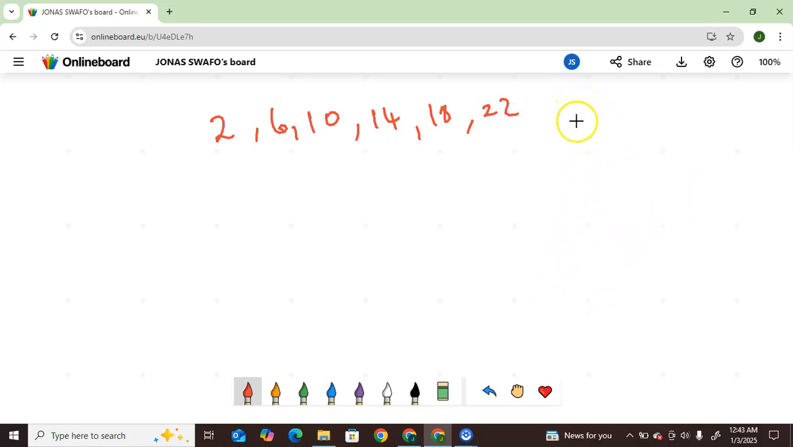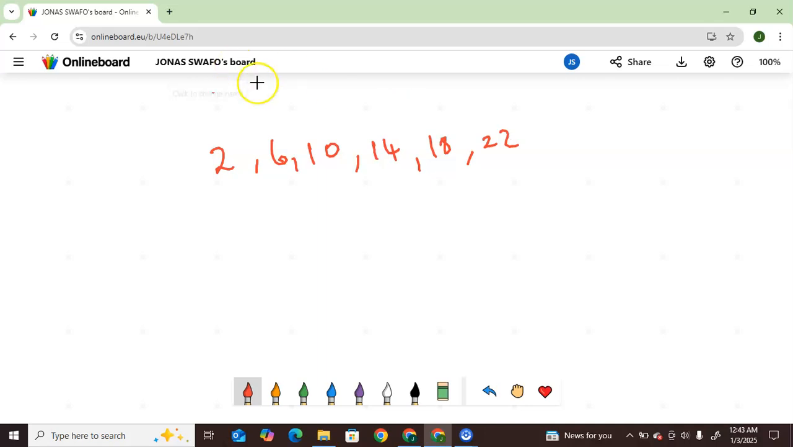Remember, with arithmetic sequences, we have a general formula. And what was the general formula? The general formula is Tn equals A plus n minus 1 multiplied by D, right? What did we say the A is?